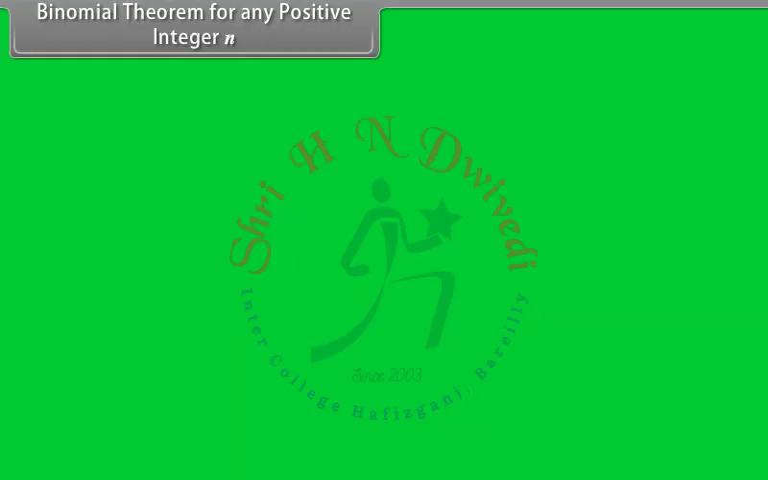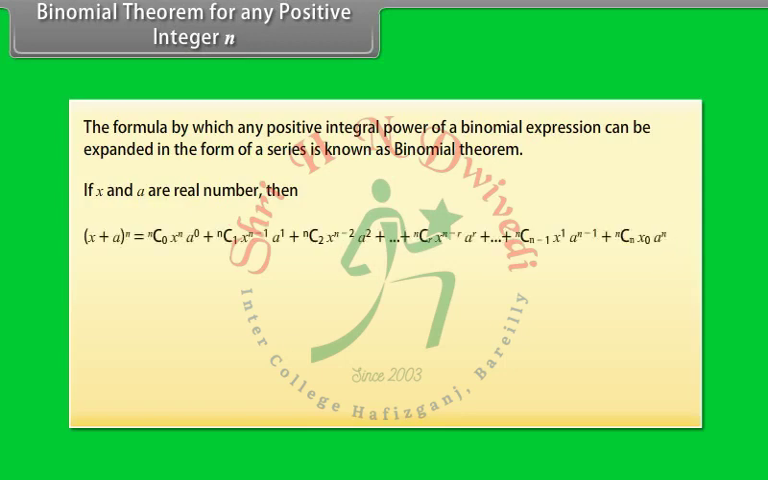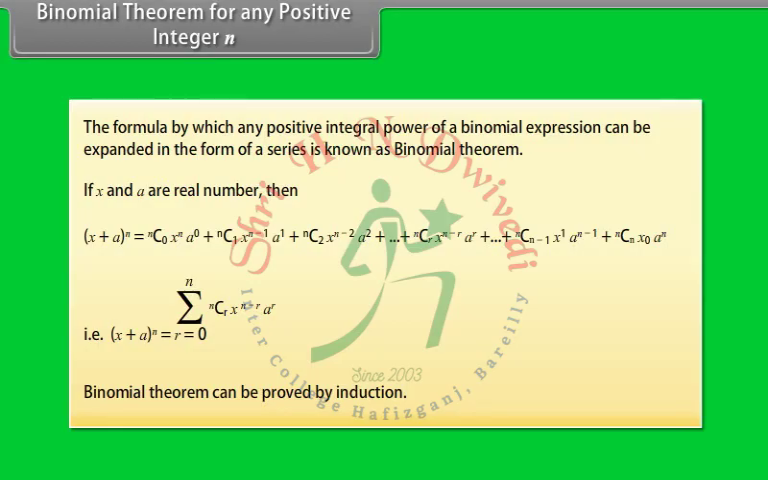Binomial theorem for any positive integer n. The formula by which any positive integral power of a binomial expression can be expanded in the form of a series is known as the binomial theorem. If x and a are real numbers, then (x + a)ⁿ = summation from r = 0 to n of nCr xⁿ⁻ʳ aʳ. The binomial theorem can be proved by induction.